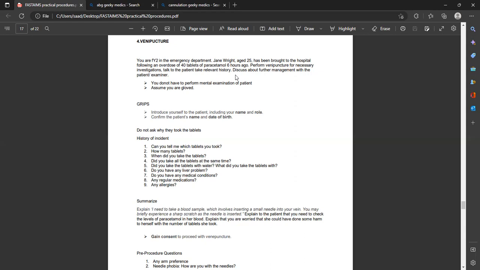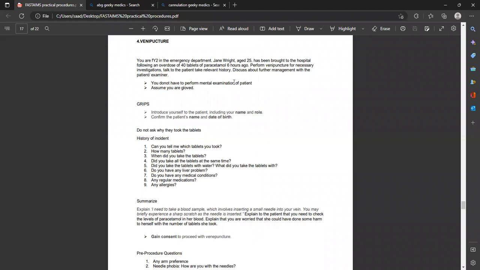So perform venipuncture for necessary investigations, talk to the patient, take relevant history, and discuss further management with the patient or the examiner. So your main task is to perform this venipuncture, take relevant history and discuss what we are going to do now with the patient, the examiner. Three things: venipuncture, relevant history, and what we are going to do now, the management part.